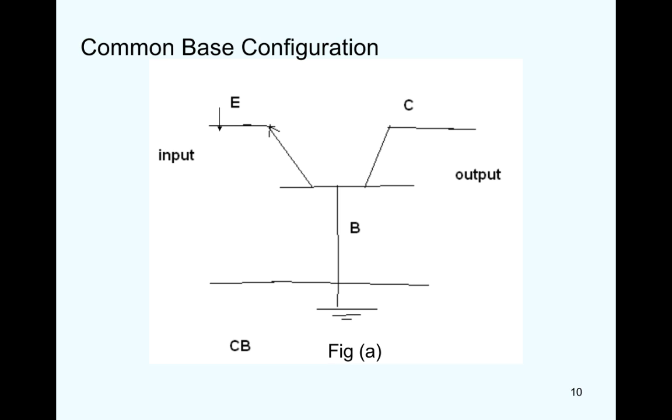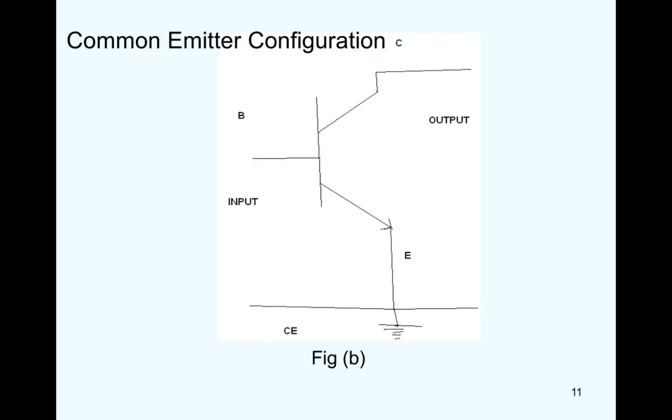Common base means we are connecting the base terminal to ground. At the input side, at the emitter, we connect the input signal. At the collector we collect the output. Next is the common emitter configuration. Common emitter means we ground the emitter terminal, apply the input at the base and take the output at the collector.